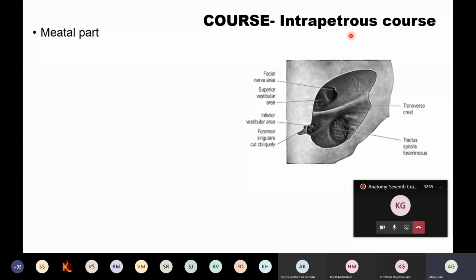This intrapetrous course again can be subdivided into units. First is called the meatal part. This is the internal acoustic meatus. If you see, it is divided into different areas.